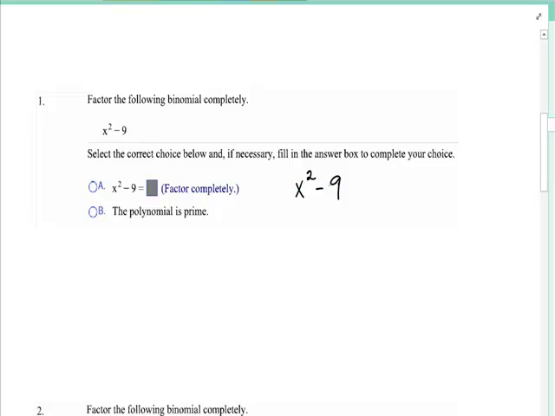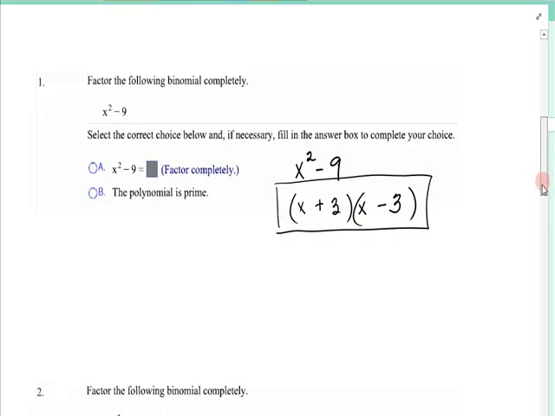meaning is it subtraction, perfect square minus perfect square? Since the answer is yes, it factors into the sum and the difference of their square roots. The square root of x squared is x. The square root of 9 is 3. You can check it with FOIL. X times x is x squared. Outer is negative 3x. Inner is positive 3x, so those cancel. Positive 3 times negative 3 is negative 9. So these are our factors.